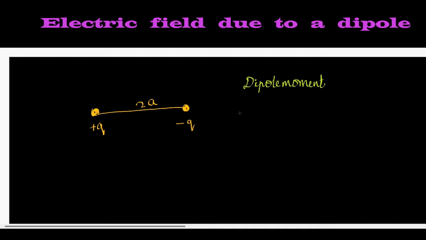Dipole moment is defined as P is equal to 2aq. Here, 2a is the distance or separation between the charges and q is the magnitude of the charge. Dipole moment P is equal to 2aq. So we know that the charges are plus q and minus q. So definitely these charges are producing an electric field. So now let us discuss the electric field produced by these charges.